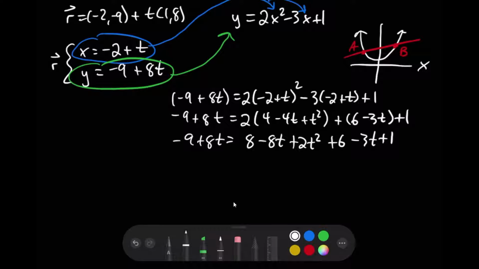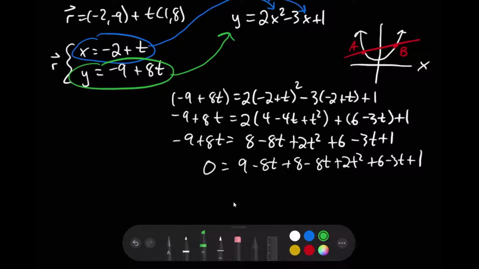And I'm going to bring everything over. So 0 equals 9 minus 8t plus 8 minus 8t plus 2t squared plus 6 minus 3t plus 1. Let's find some like terms and start collecting. I'm going to start with my squareds. There's only one, so it's pretty easy to handle. 2t squared.